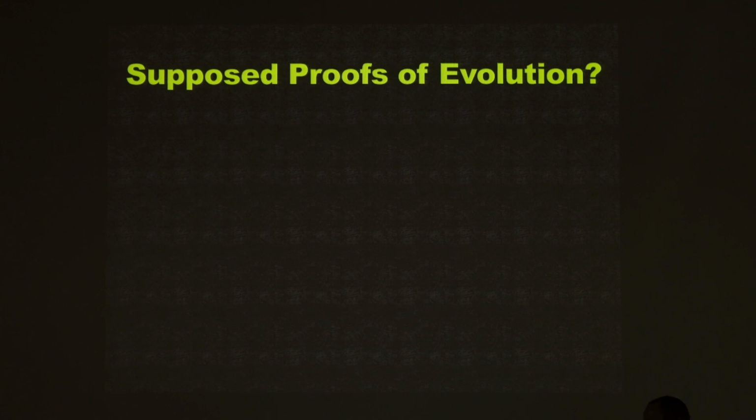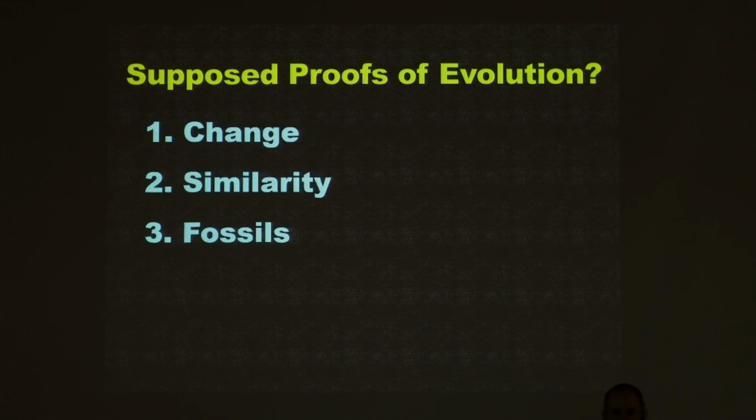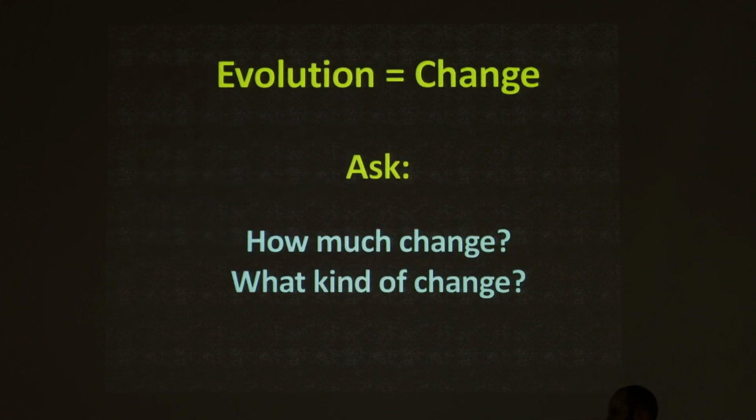So we're talking about what are the supposed proofs of evolution. There's probably more than these, but we're going to cover these three. Change, similarity, and fossils. These things are held up as proof that evolution is true. So let's first look at change.